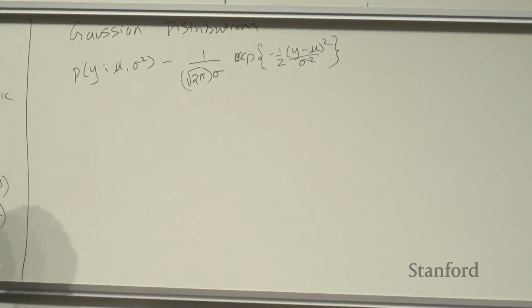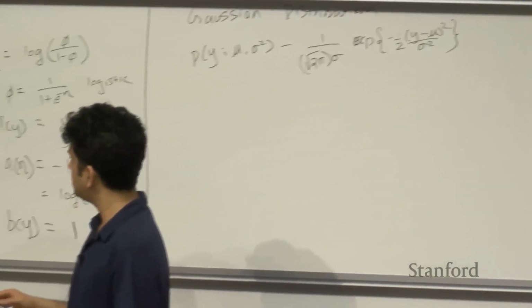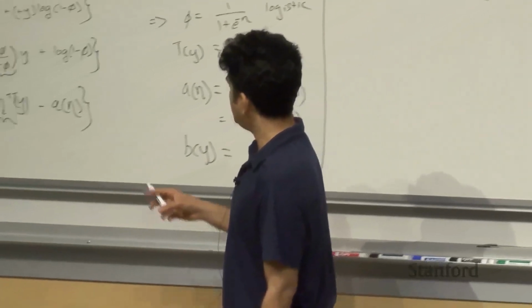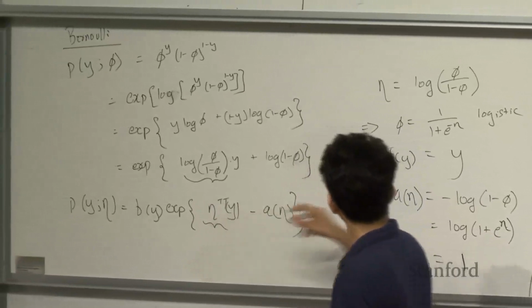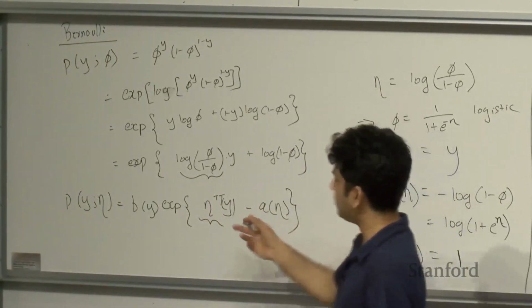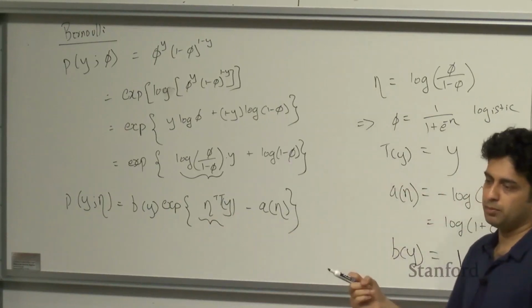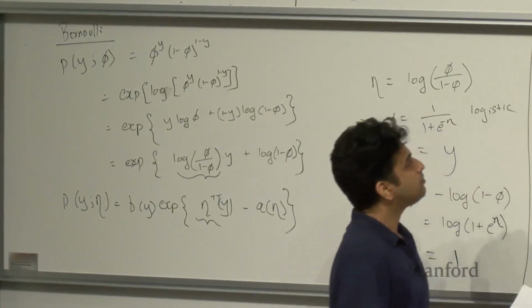Yes, question? When you're doing that comparison to get the different factors, how come the transpose on the eta disappears? Good question. Thank you. So in this case, eta is just a scalar. So when you have a scalar, transposing it is the same as just leaving it as it is.